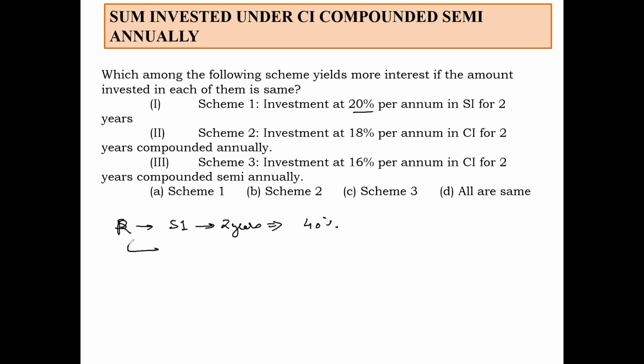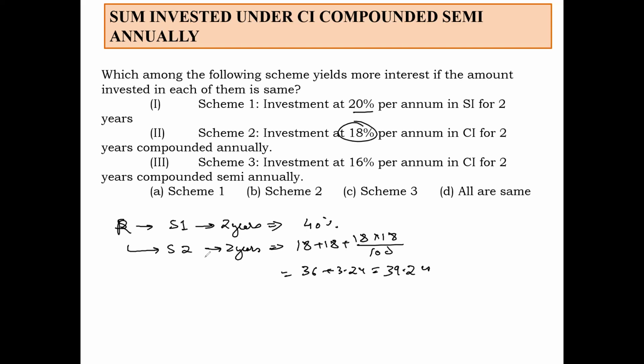It will become 40%. What will be the effective rate in scheme two for 2 years? Here investment is 18% per annum CI for 2 years compounded annually. So can I say that the effective rate is 18 plus 18 into 18 upon 100? So this becomes 36. 18 into 18 is 324, so 3.24. Therefore, 39.24%. Because this rate was lesser, in our case, scheme 1 seems to be better than scheme 2.